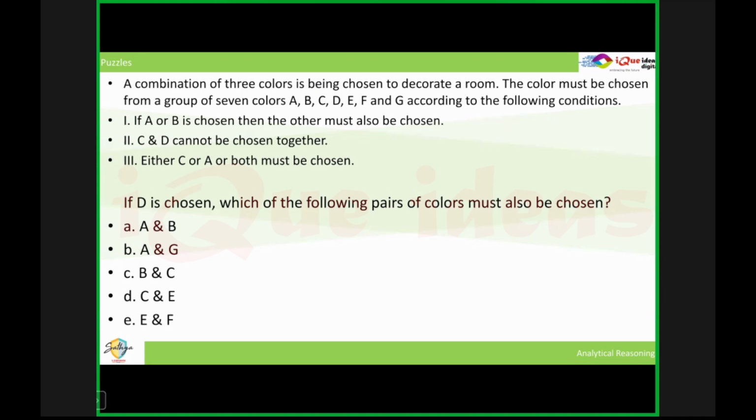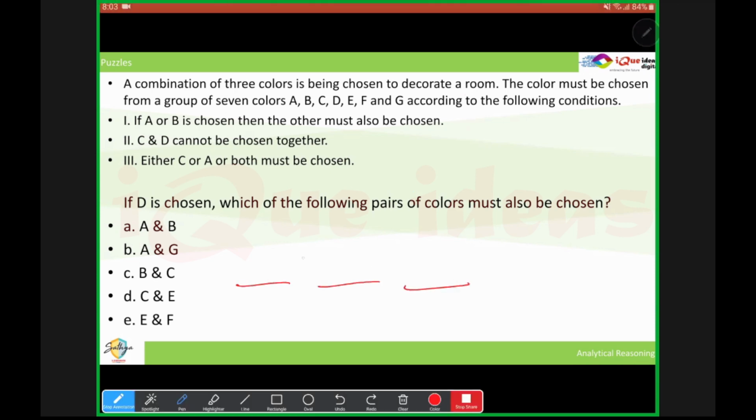So this should be simple and straightforward. Right? If out of the three places, my first place is D, look at the conditions.